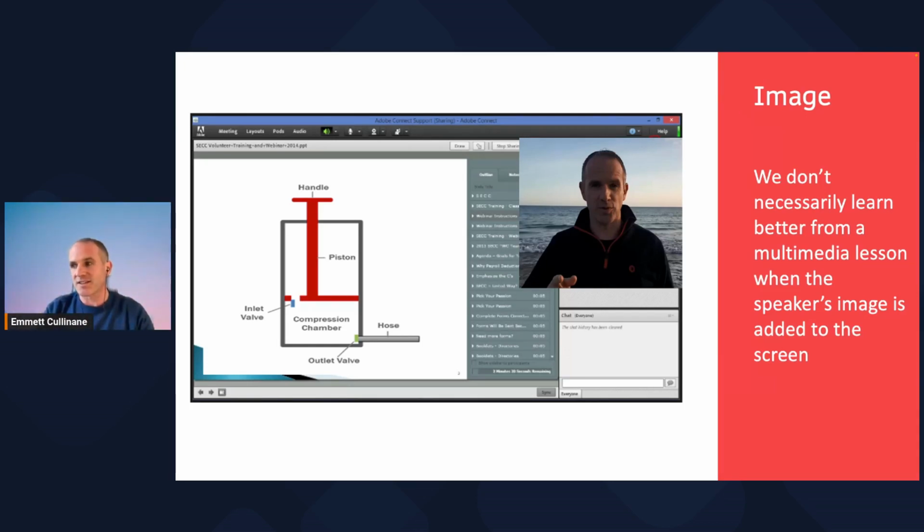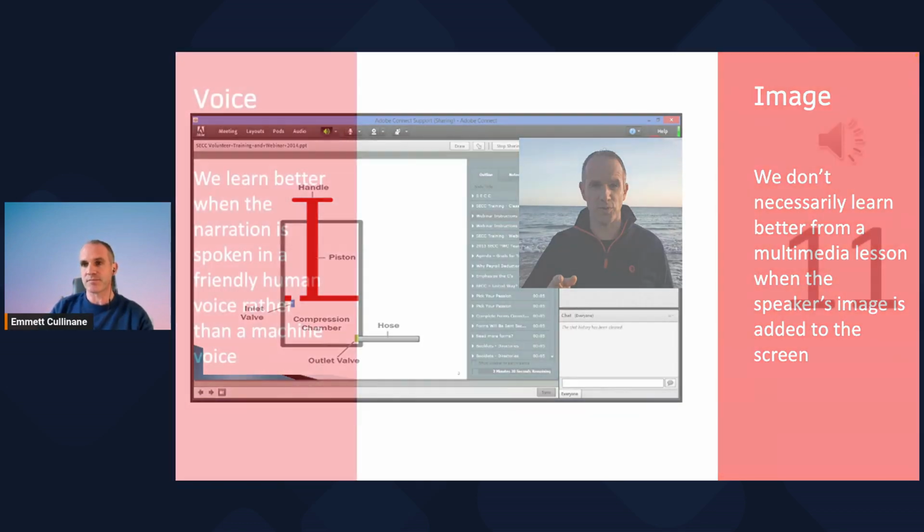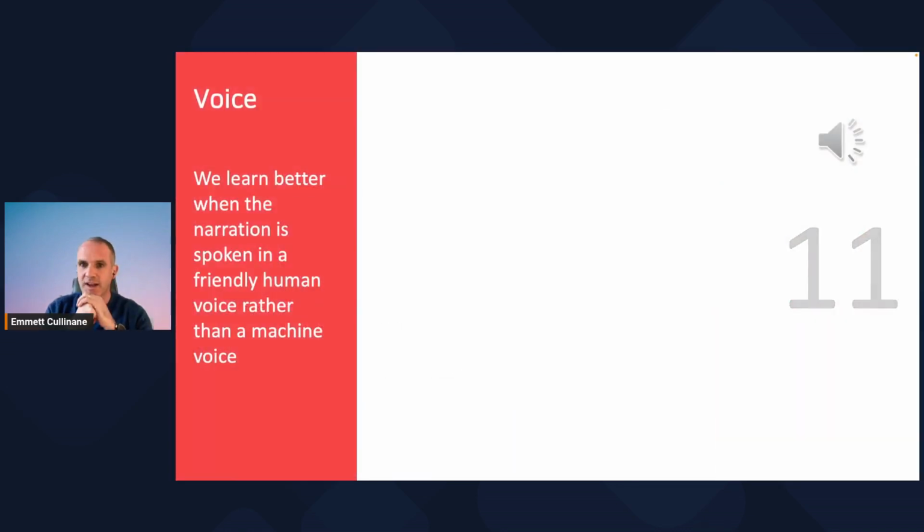So they don't necessarily learn better from a multimedia lesson when the speaker's image is added to the screen. That's number 10. 2 more to go. And this one is tricky because, again, you're not hearing the audio. But we learn better when the narration is spoken in a friendly human voice rather than a machine voice. So the audio was going to go like something like this.